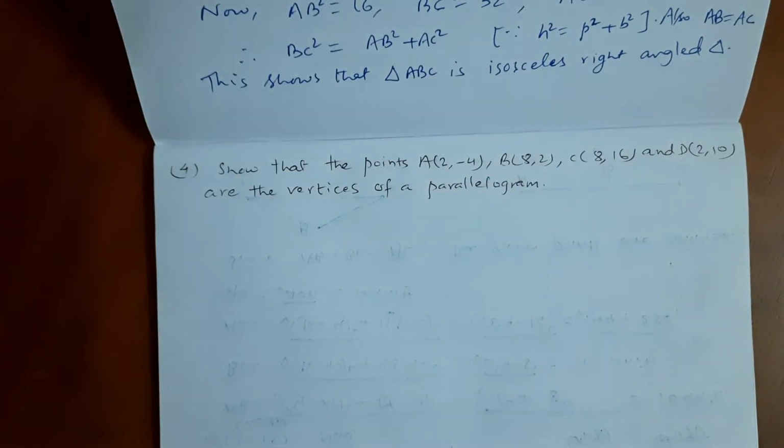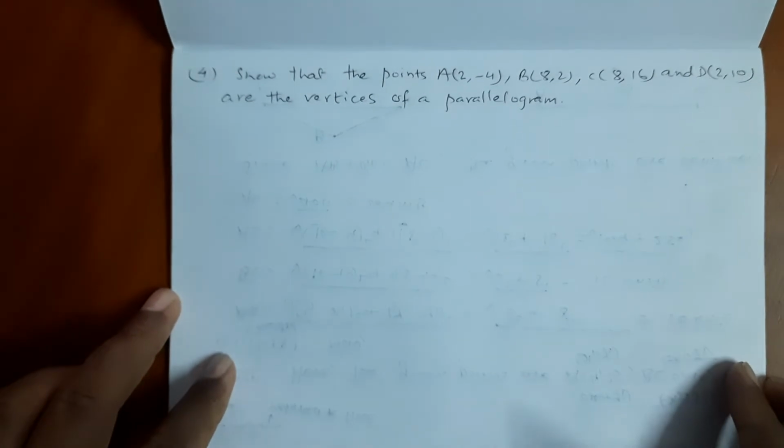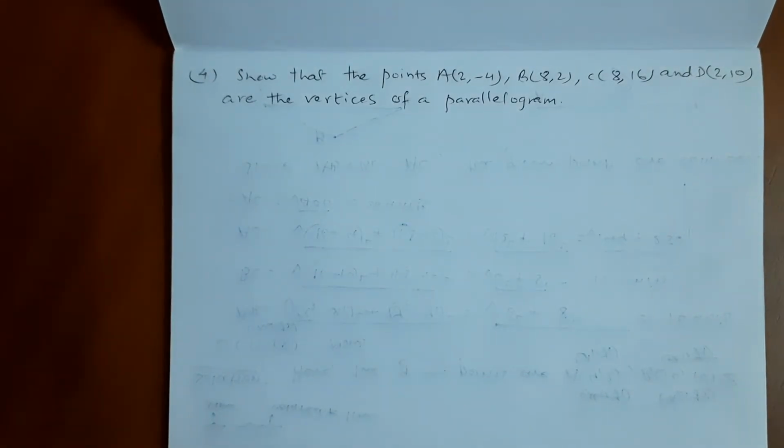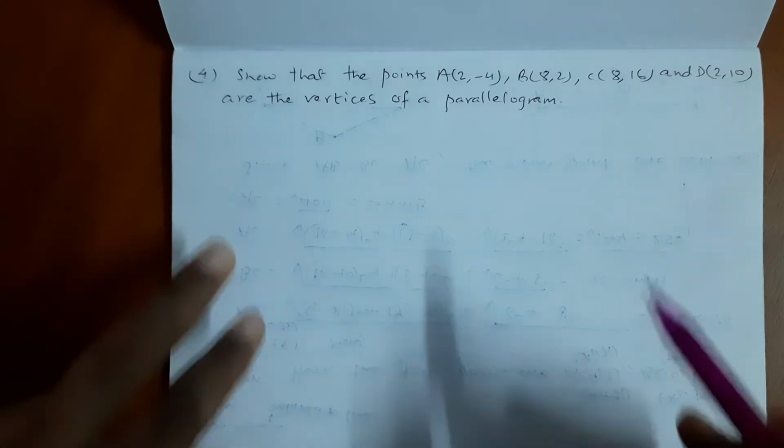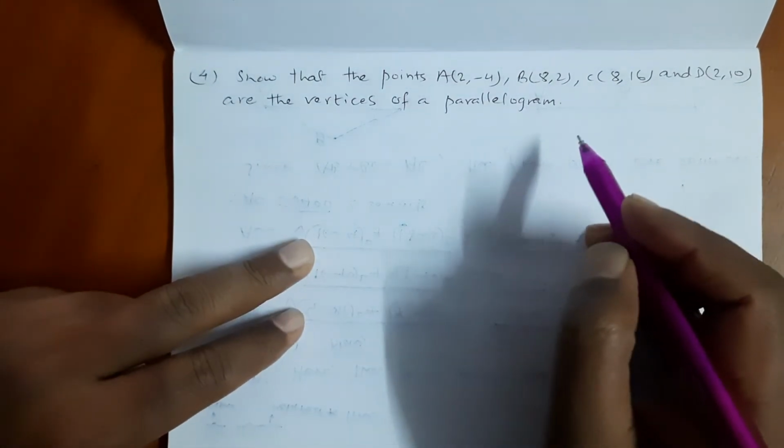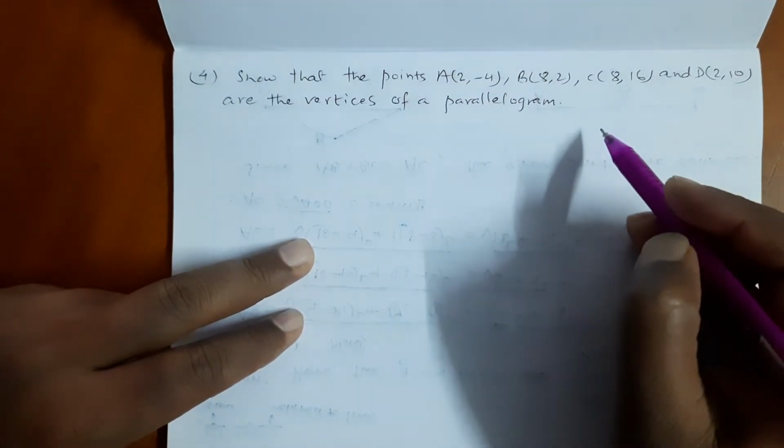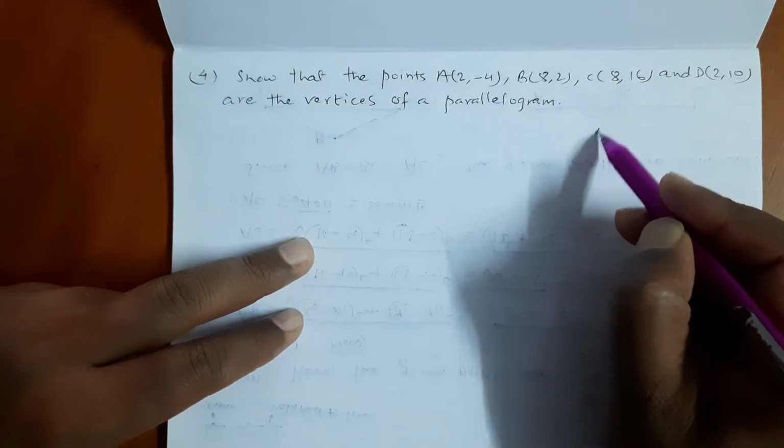Show that the points A, B, C, and D are the vertices of a parallelogram. To be a parallelogram, we have to show that opposite sides of the quadrilateral are equal. Then the figure will be the parallelogram. Okay, so first of all, let us draw the rough diagram for this.